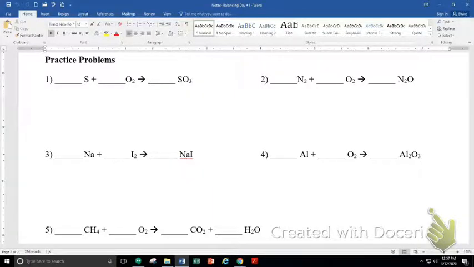Alright, so this lesson is going to walk you through the introduction on how to balance a chemical reaction. This goes with the first set of notes and balancing worksheet 1. So the purpose of balancing an equation is to show that mass is conserved.